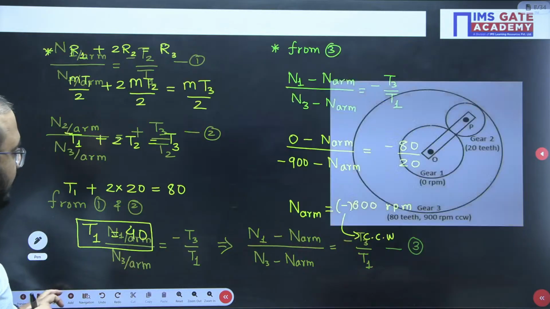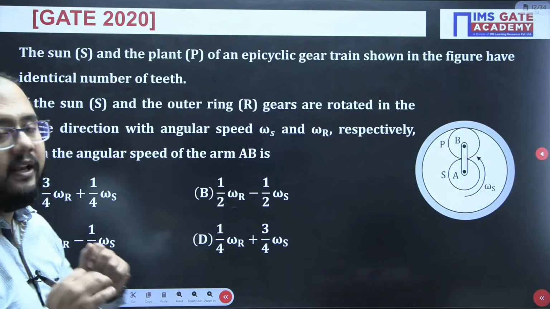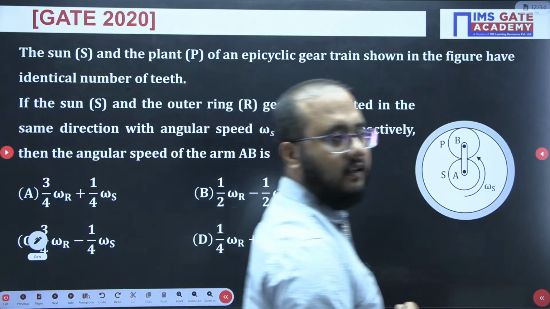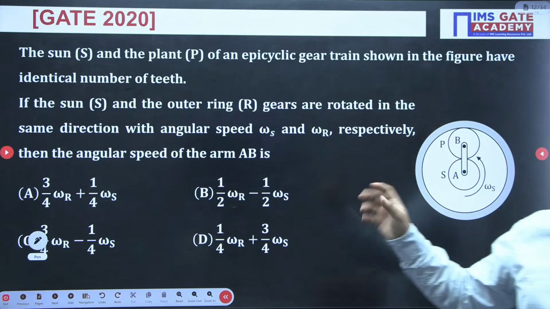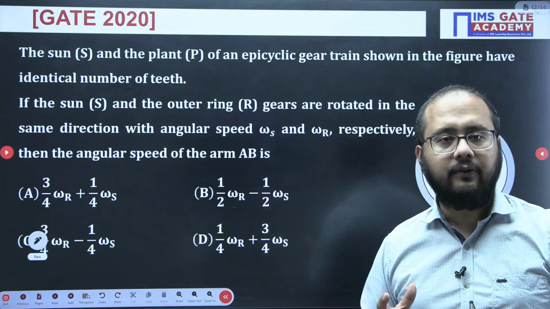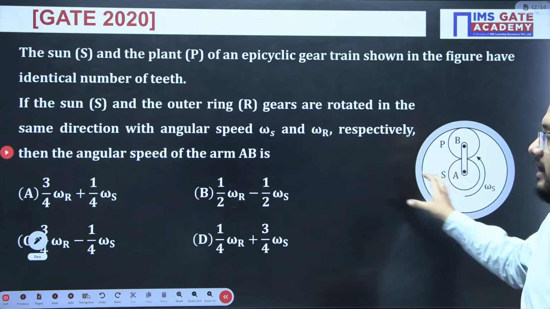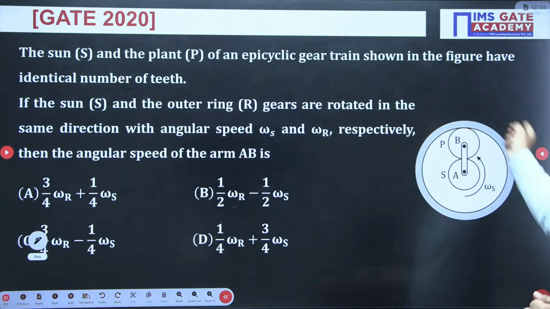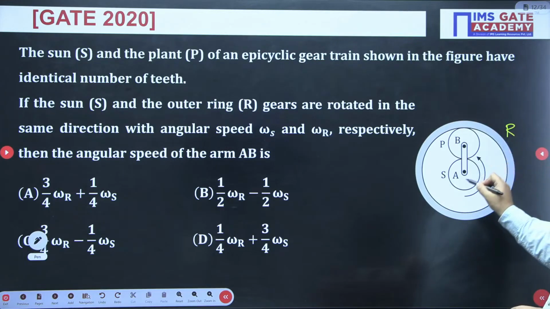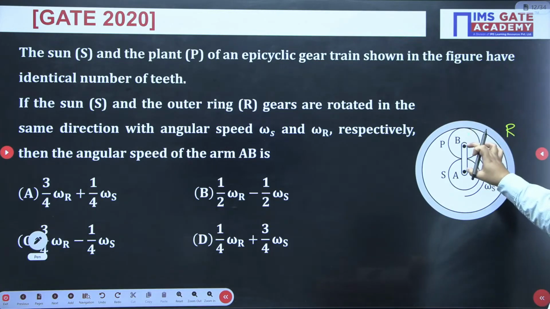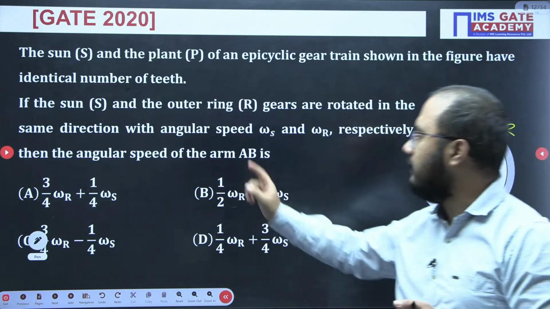Now going to the second numerical. This one. This is a very, very good question, because here they are not directly asking for any numerical value. They are asking for the relationship. Now if you look at this particular gear train, guys, there is a sun gear, a planet gear and a ring gear. The sun and planet are connected by this arm, and this is the ring gear. Now the question is, they are asking for the angular speed of the arm.